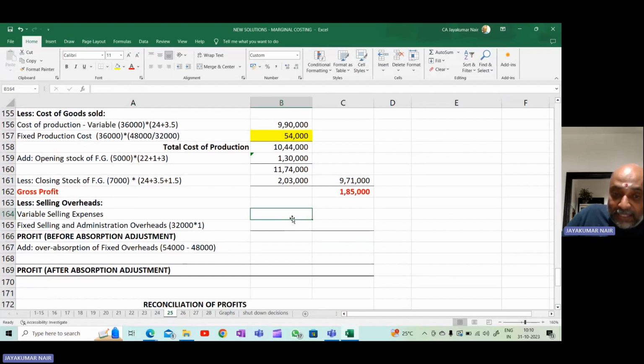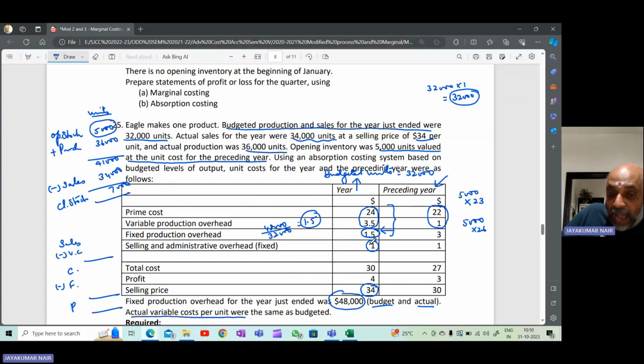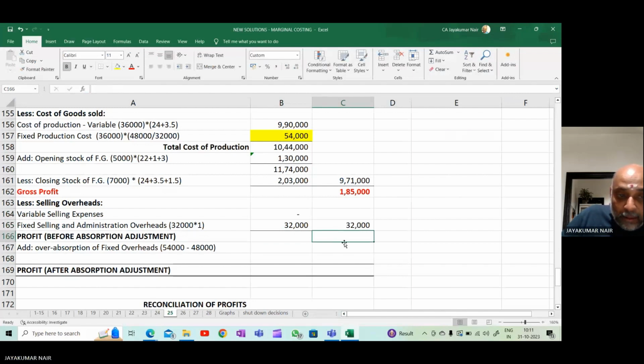Now from this, you need to deduct the variable selling expenses, if there are any. There are no variable selling expenses. Then fixed selling and administration overheads. The cost is 32,000 into 1, because here they have given 1 per unit on 32,000 budgeted units, so 32,000. Because it is fixed, even if the number of units sold is 34,000, it is not going to vary. It will remain at 32,000 only. So the total selling overheads is 32,000, and gross profit minus the selling overheads gives you the profit before absorption adjustment.